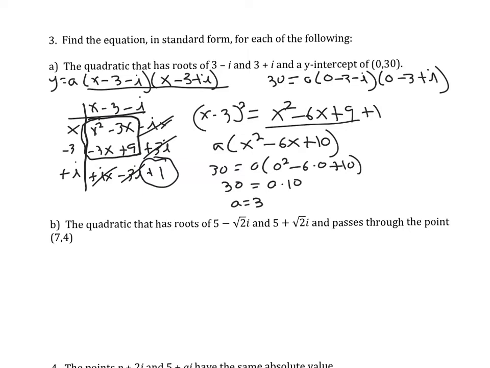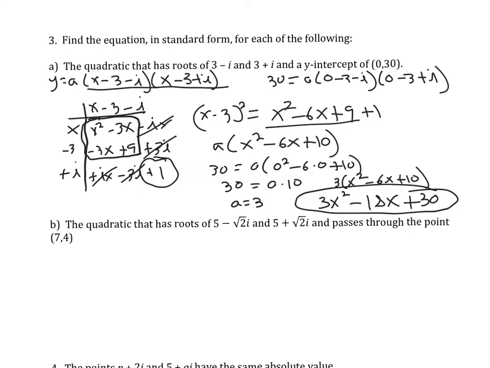So we end up with a quadratic 3 times x squared minus 6x plus 10, and then fully multiplied out gives us 3x squared minus 18x plus 30. And that is our quadratic in standard form.